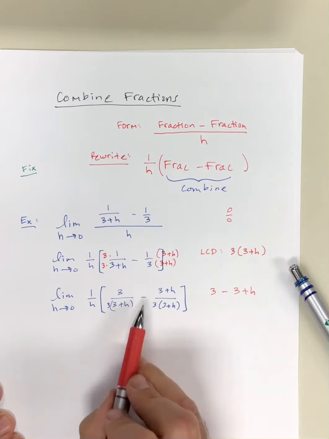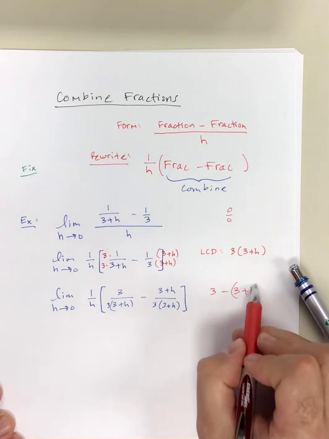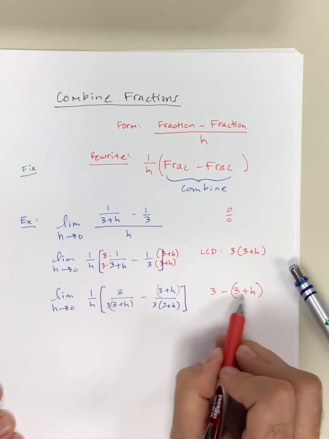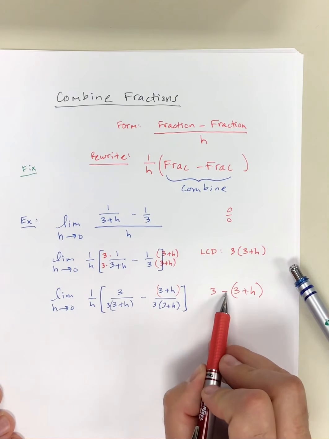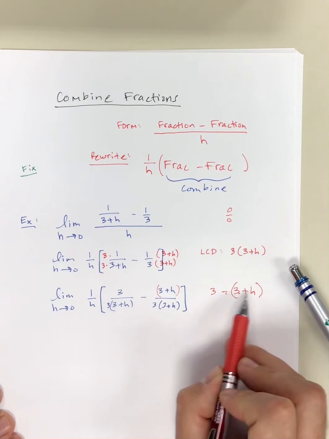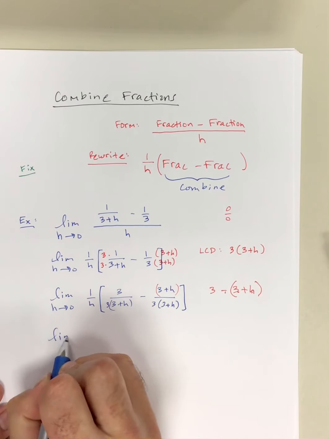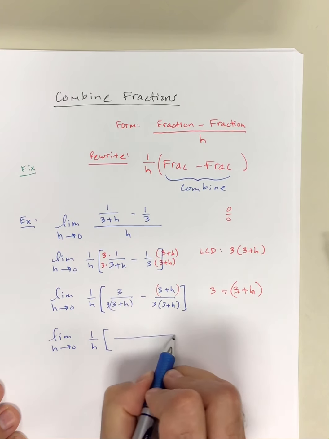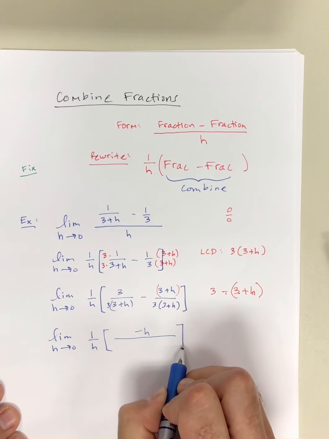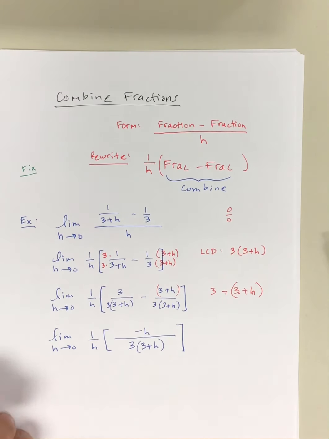Now, the main issue people have here is forgetting that we are subtracting a fraction, or really a group of terms. And so we really need this set of parentheses to keep track of this subtraction properly. Notice what's going to happen. 3 minus 3 minus h. And in the end, here's where that brings us. We end up with a numerator of minus h over the common denominator of 3 times 3 plus h.